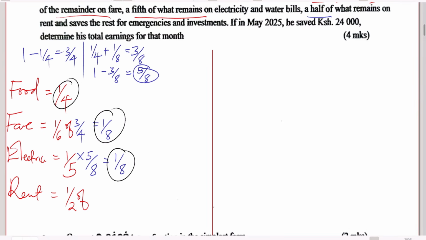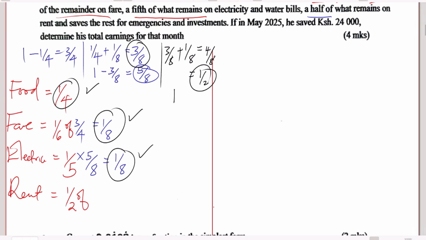Food, a quarter, plus fare, an eighth. We got that as 3/8. Then from 3/8, we add an eighth for electricity. Now we have added food plus fare plus electricity. That will be 3/8 plus an eighth, which gives 4/8. And 4/8 is the same as a half. So having spent on food, fare and electricity, that translates to a half.